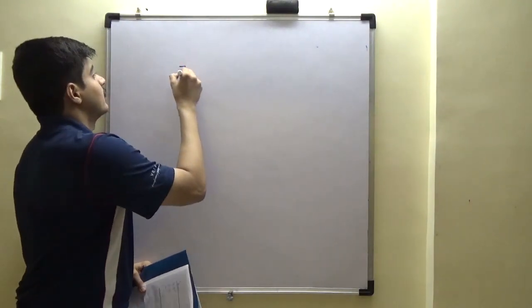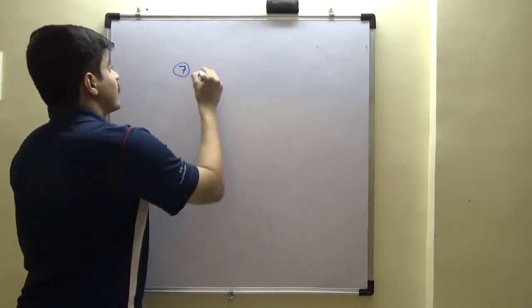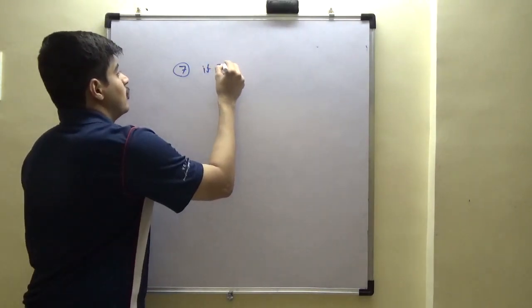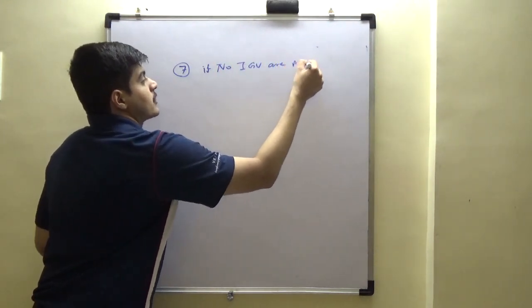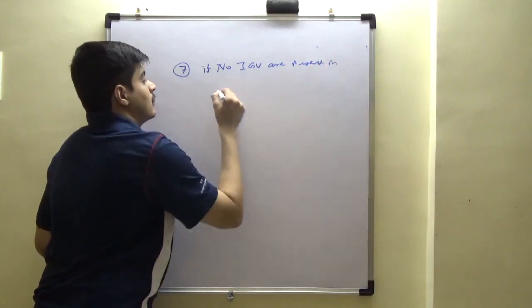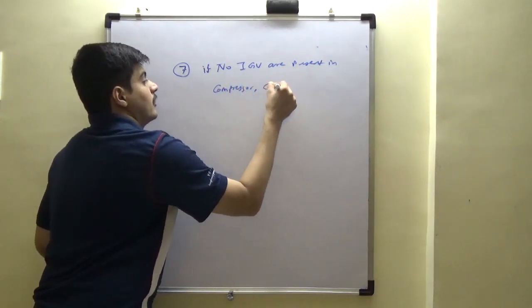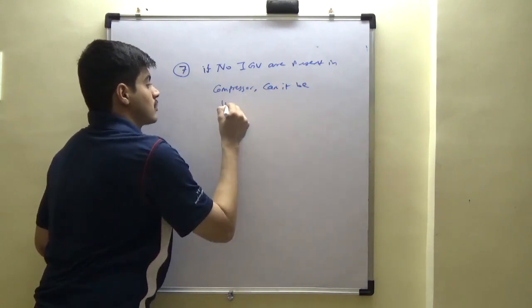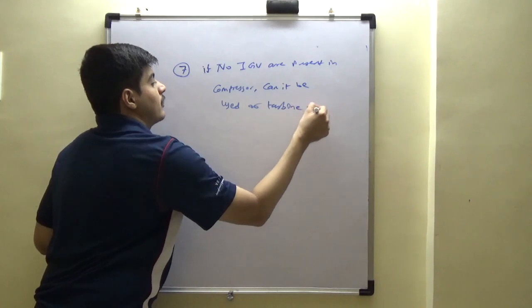Question number 7 is very, very good. If no IGV are present in the compressor, can it be used as a turbine as well?